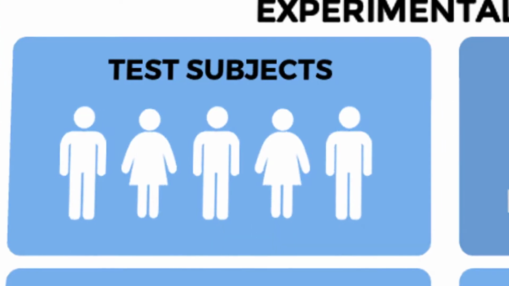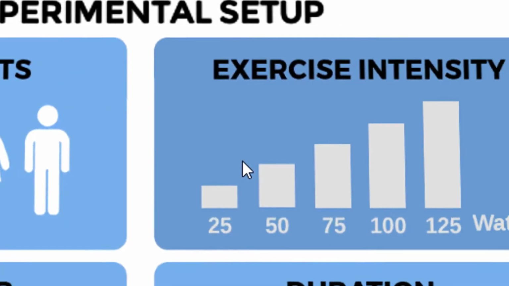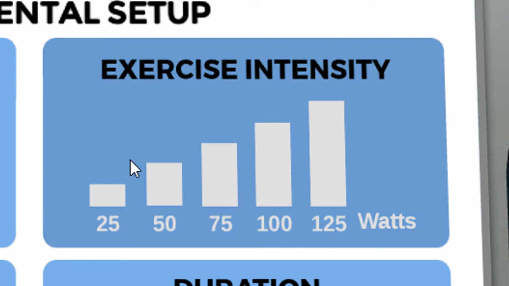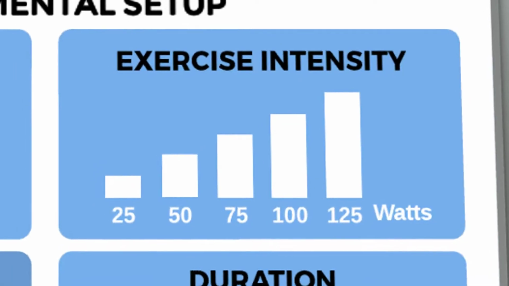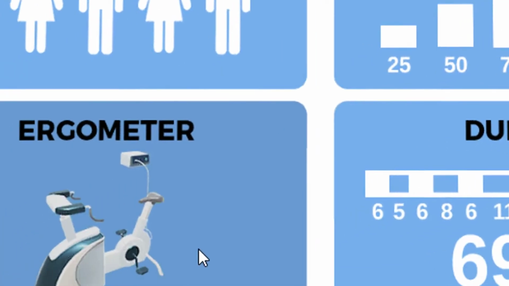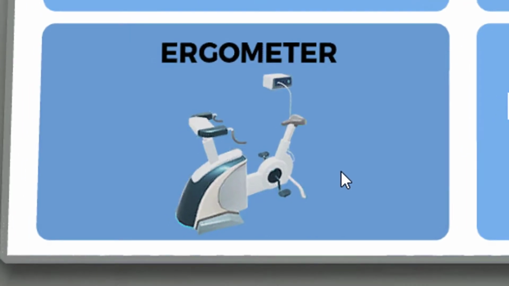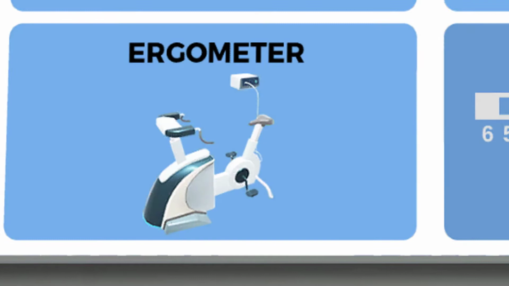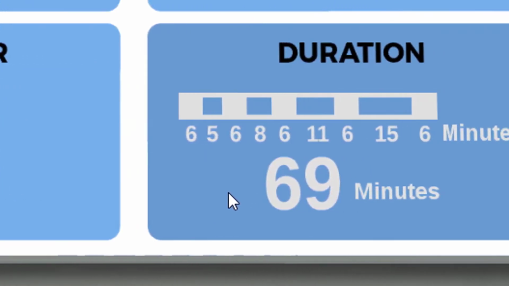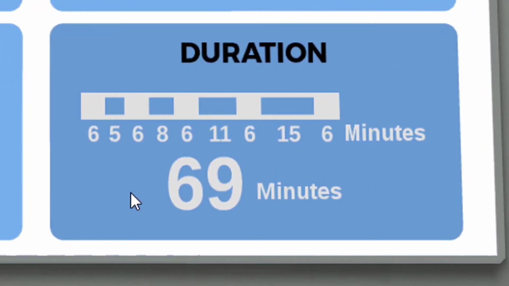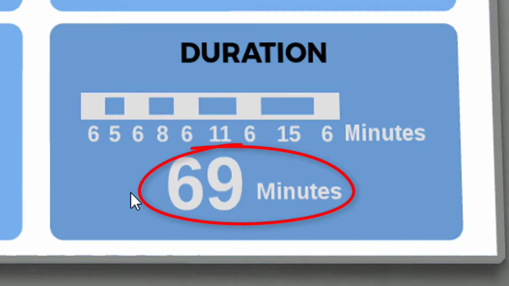The individuals will have to exercise at 5 increasing intensities that range from 25 to 125 watts. Exercising individuals will use a cycle ergometer, which is a stationary bike that allows us to regulate the intensity of the exercise. Each exercise period will last for 6 minutes. It will be followed by a resting period of 5 minutes at the beginning and increasing up to 15 minutes at the end. The total duration of alternating exercise and rest periods per individual is 69 minutes.